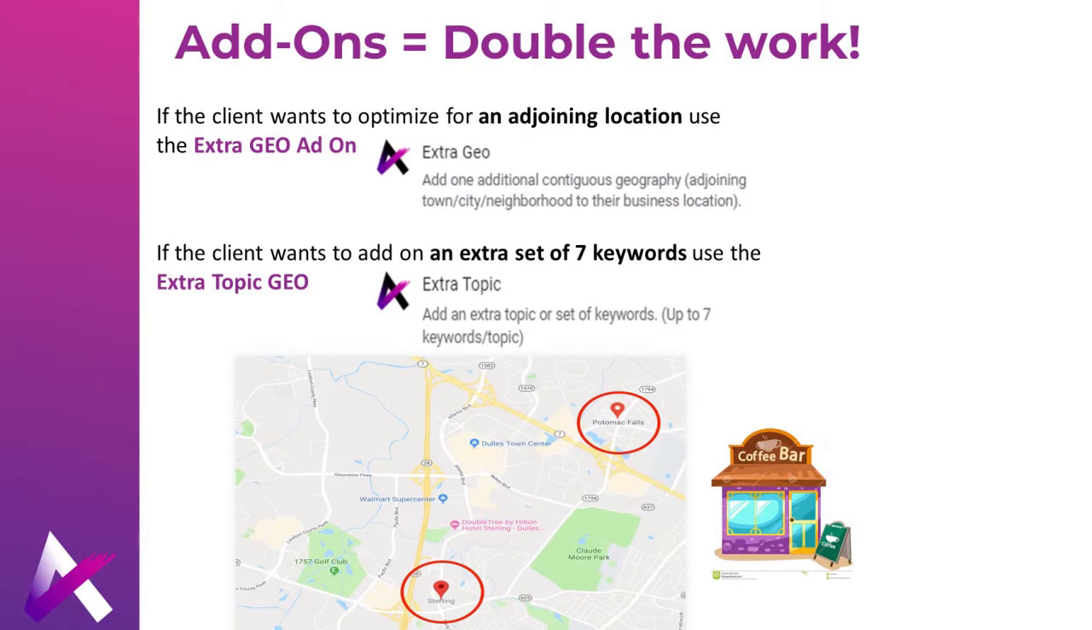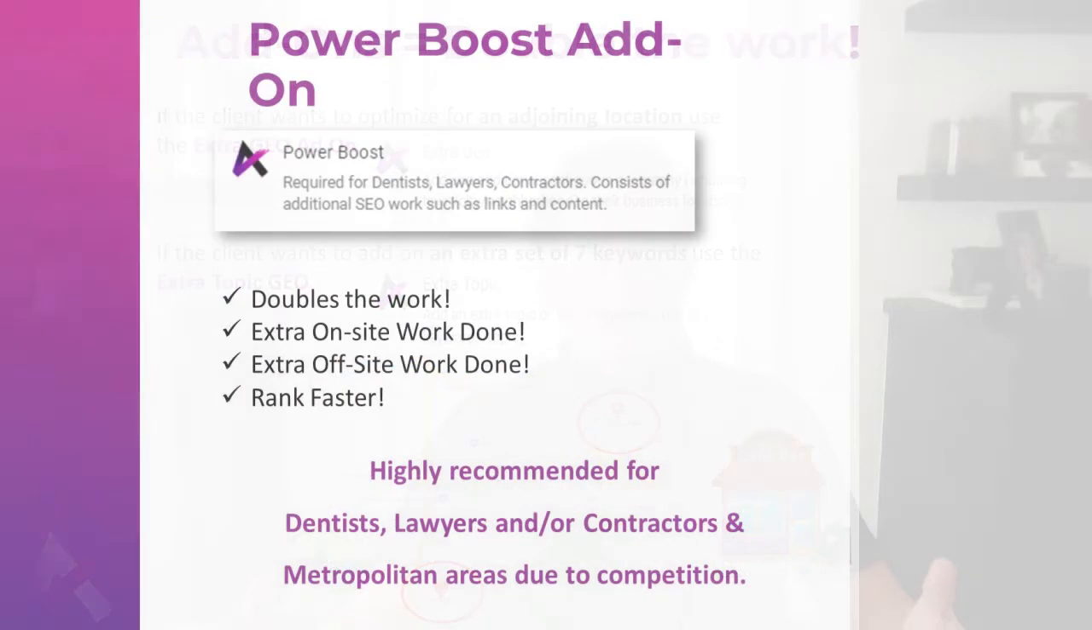So then, how do you add to the program? That's where the add-ons come in. So let's say, in addition to that first town, the client wants a second town. That's great. That's a geo add-on. No problem. We double the work. We'll work on 2 geographies at the same time. Let's also say, instead of the original 7 keywords, they want twice that amount. So if they want an extra set of 7 keywords, that's an add-on. Very simple. So you have that same coffee shop. Should they want to work on 14 keywords, it's the equivalent of 2 base programs. Doubles the work, we'll work on twice as many terms, things will rank.